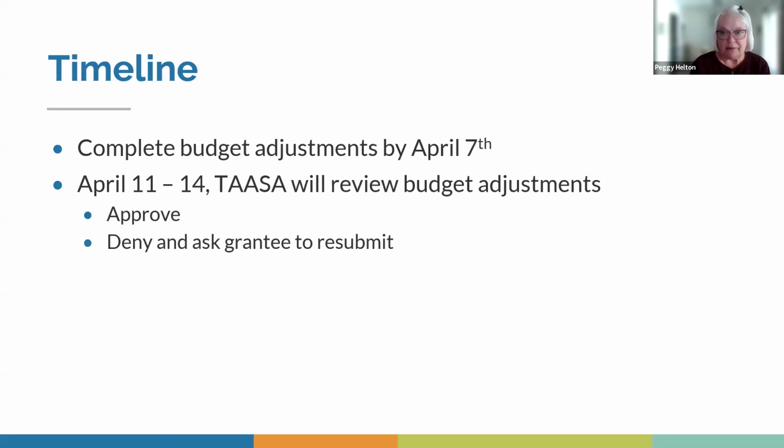So I just want to talk a little bit about the timeline. The budget adjustments need to be complete by April the 7th. So the week of April 11th, we're going to start reviewing the budget adjustments. I want to say that there's only two options we have when we go in to review budget adjustments. We can either approve them, or if we can't approve them how they are, we have to deny them and ask you to resubmit. There's nothing in the system that will allow us to go in and change a budget adjustment, or for you to change a budget adjustment once you've submitted it.